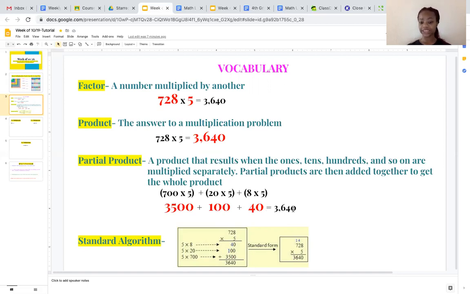So 3,640. And finally, very important to really know and understand is the standard algorithm. We have worked with the standard algorithm in the past, the standard algorithm of addition and subtraction as well. But what this really is, is the way in which we line up our numbers when we are making calculations.